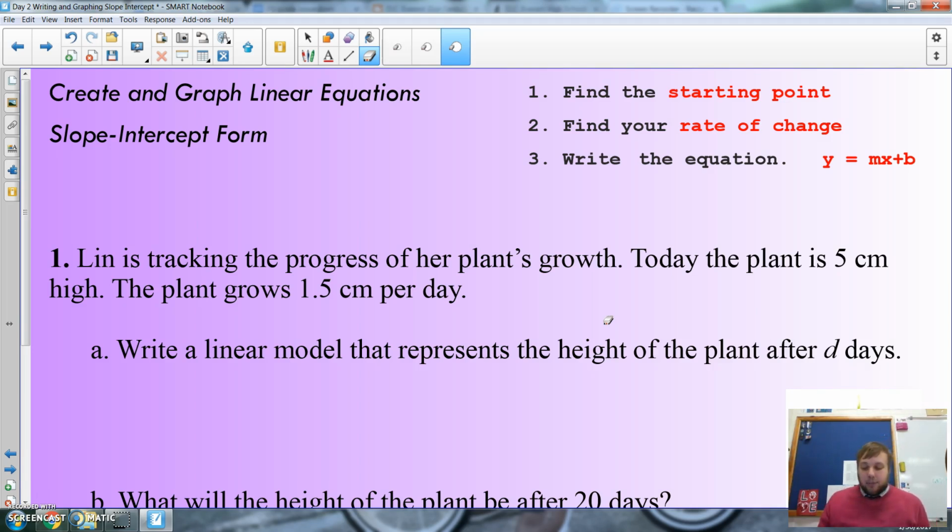First of all, Lynn is tracking the progress of her plant. She's got a little plant, a little bitty plant. Today, the plant is 5 centimeters high. The plant grows 1.5 inches per day. All right, let's first of all find that starting point. This looks like a starting point to me. That looks like my beginning. Today, it is 5 centimeters high. Then I'm going to look over here, and anything that has "per" on it is going to alert me that it's going to be a rate. It means it's going to be going up at a certain time.